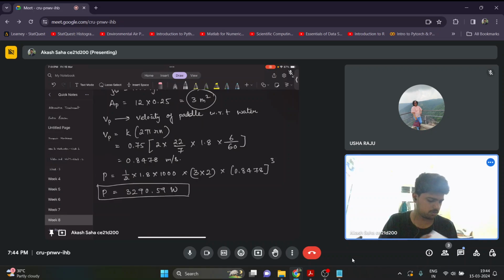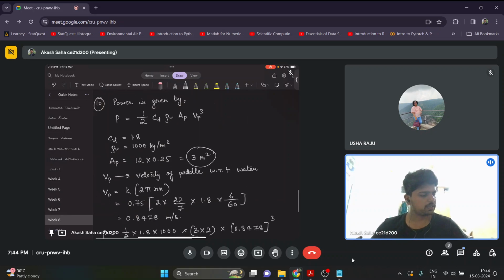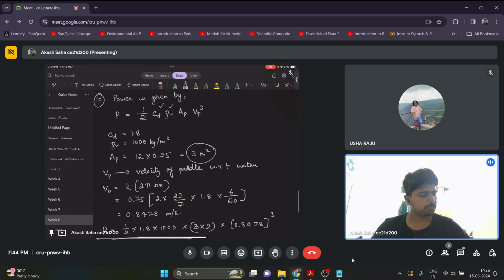Okay. I hope it is clear. So all the parameters C_D, rho_W, A_P and V_P we have found out, and we have just replaced them and we got the answer. So this K 2 pi R n is important, and n is in rotations per second.